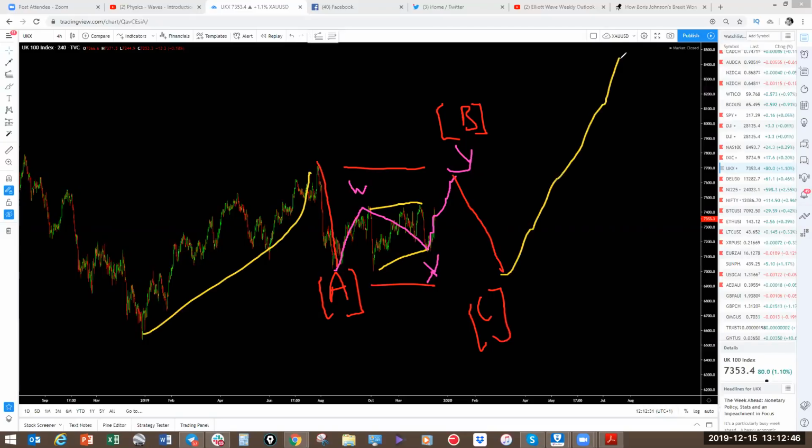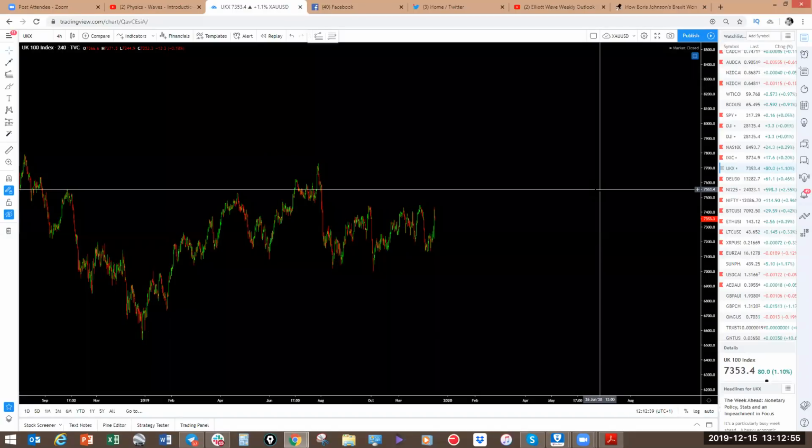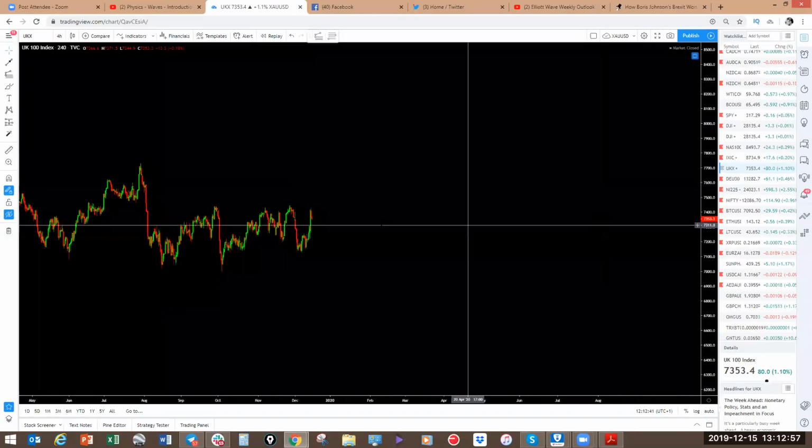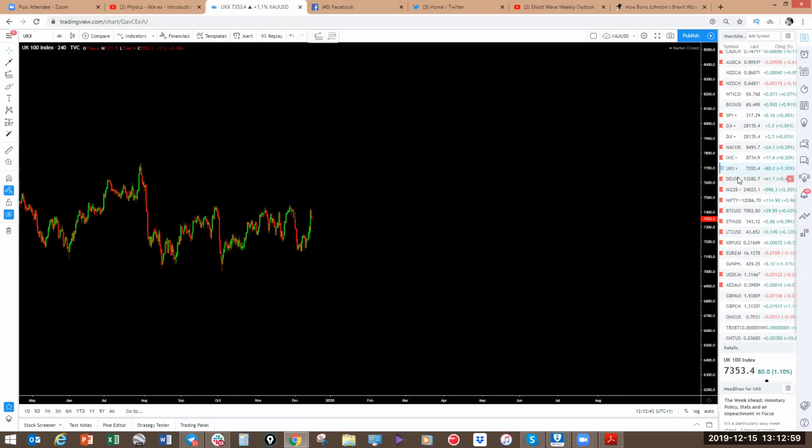See, we still have a long way to go. Now, what are we looking for? Now you're looking for continuation patterns to go to the top there on the UK 100. We're still looking upside. All right, that is the UK 100, the DAX.